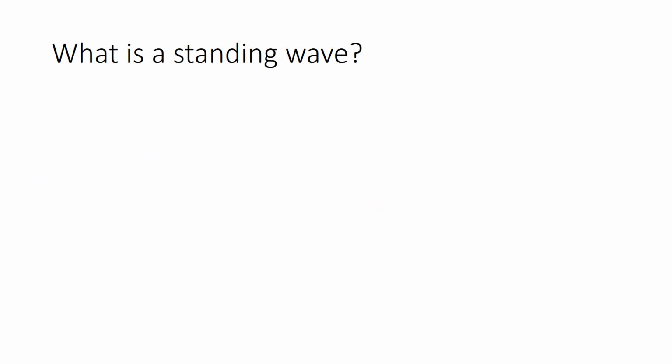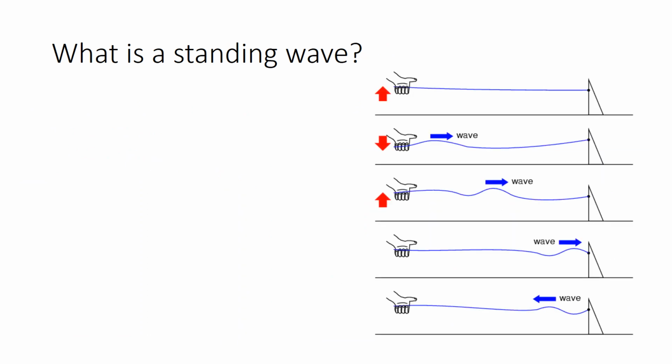So what is a standing wave? A standing wave is one that has two endpoints that are bound, so they can't move on their own. Here we have this picture, we have somebody making a disturbance in the wave. It travels down and then reflects coming back.